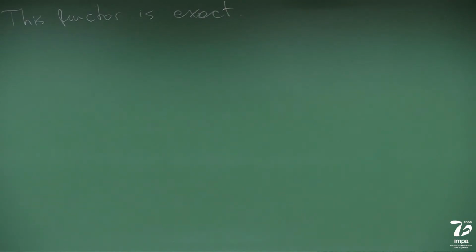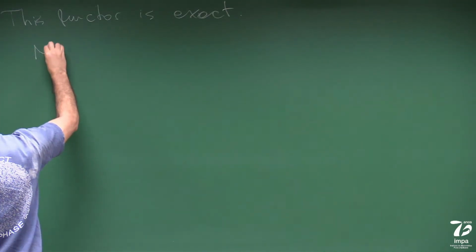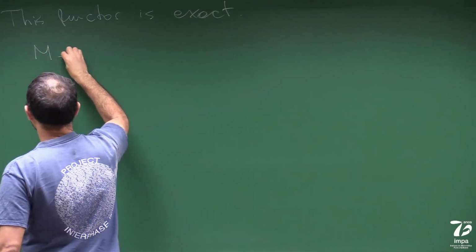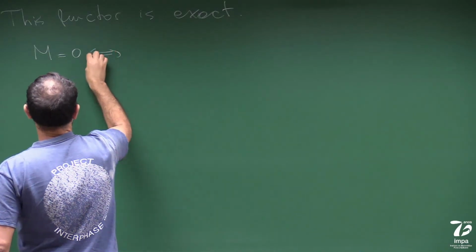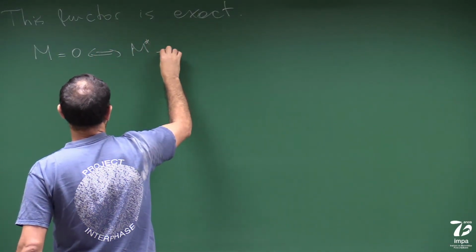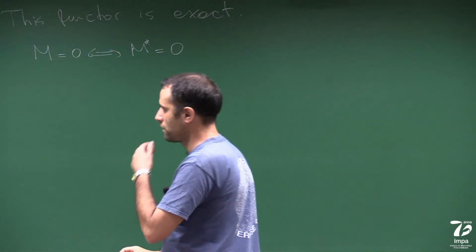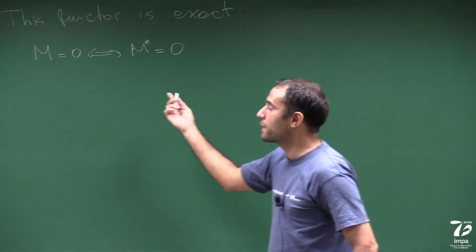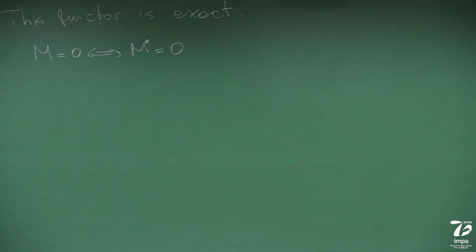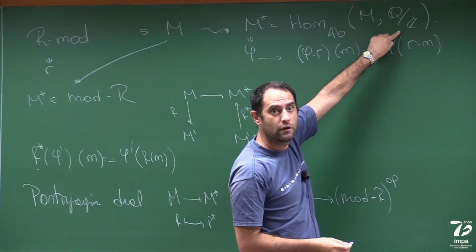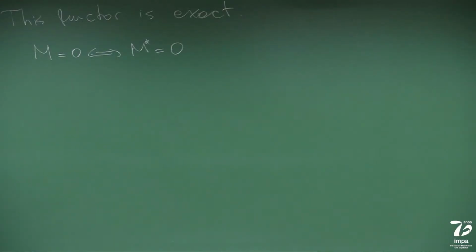This is not entirely trivial, so let's check the only non-trivial example. The point here is that M is 0 if and only if M star is 0. Now, of course, one direction is obvious. If M is 0, then every morphism out of M is going to be 0. So if M is 0, M star is 0, that's trivial.